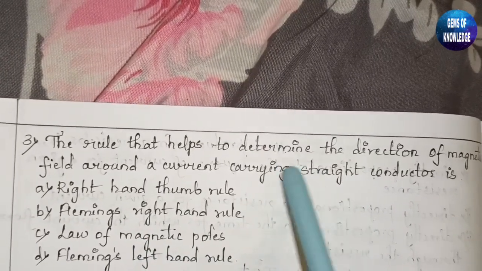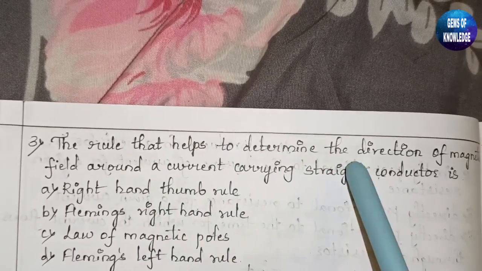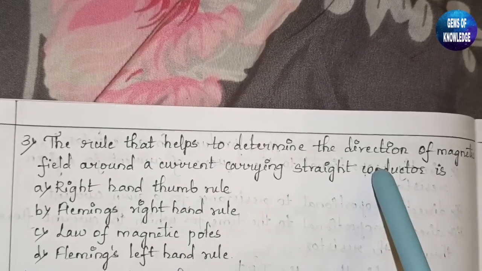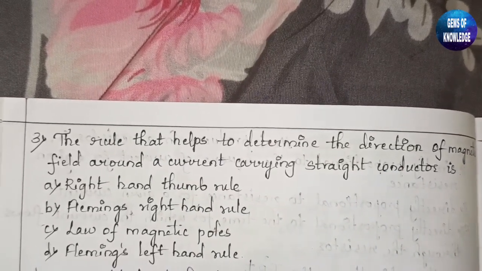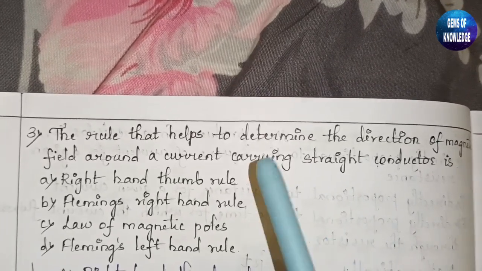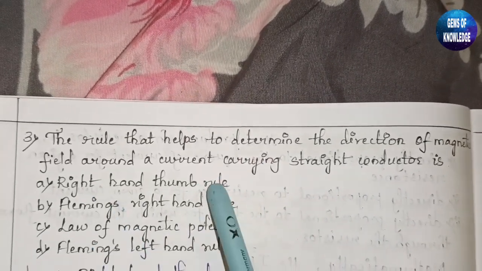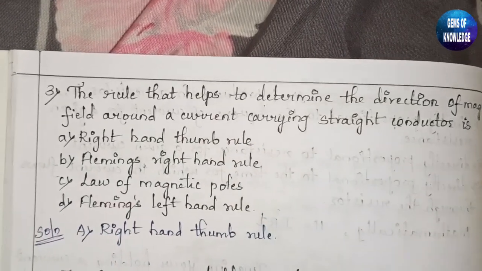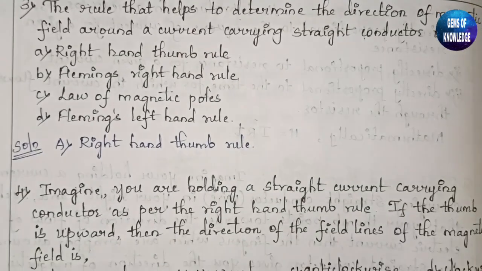Okay, so what they have asked here, the rule that helps to determine the direction of magnetic field around the straight conductor. So the fingers wrapped around the current conductor will show the magnetic field. We have learned in which law? That is right hand thumb rule. So the answer is right hand thumb rule. Okay, so moving to the next question.